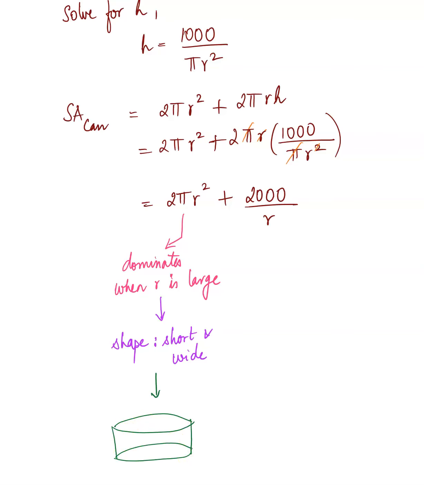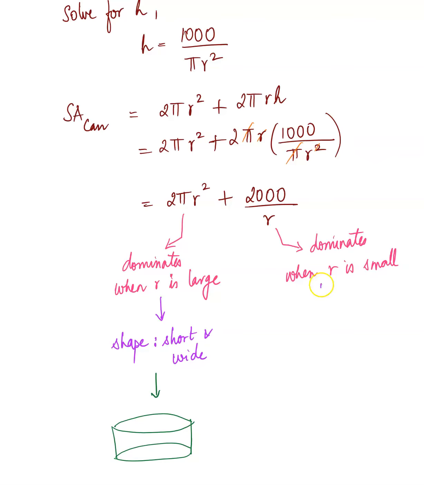It's still a cylinder, but the shape has significantly shortened and it's gotten wider. On the other hand, we know that this term will dominate. This term dominates when r is small. That makes sense, isn't it? When r is small, this fraction gets really large, and so that dominates this 2 pi r squared.